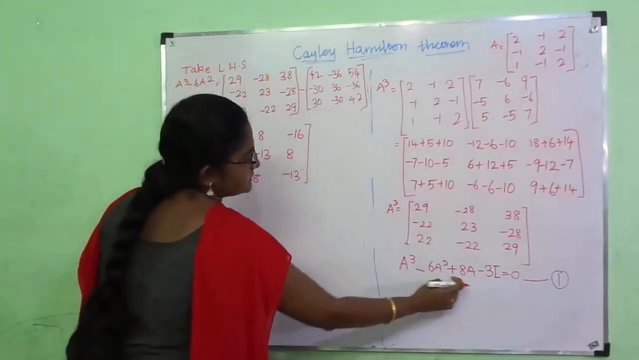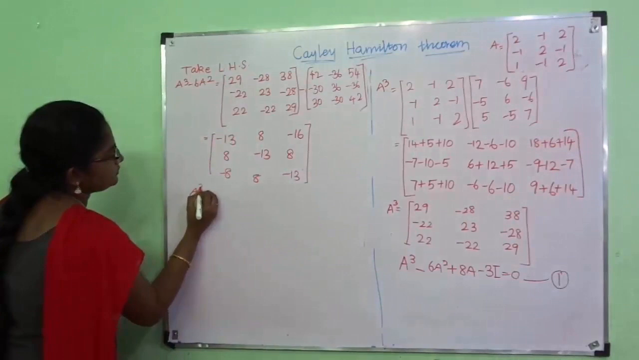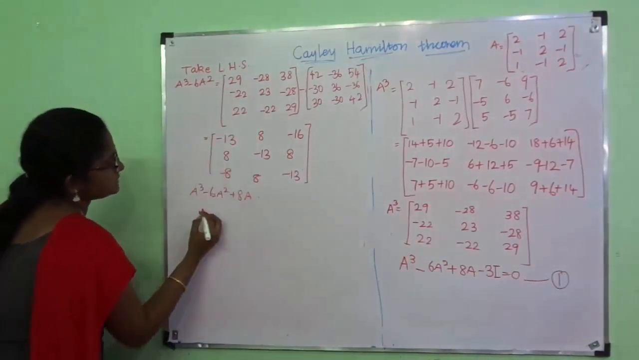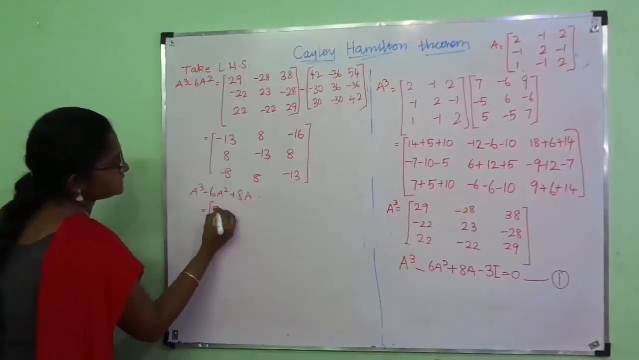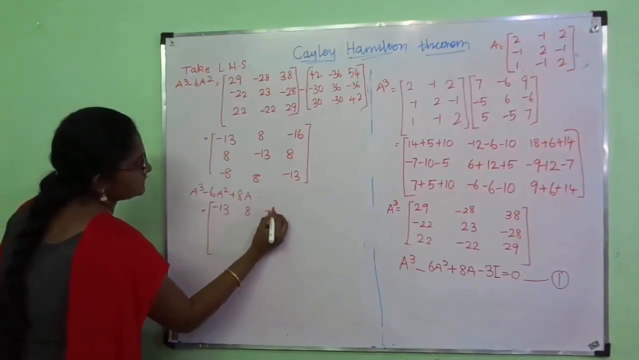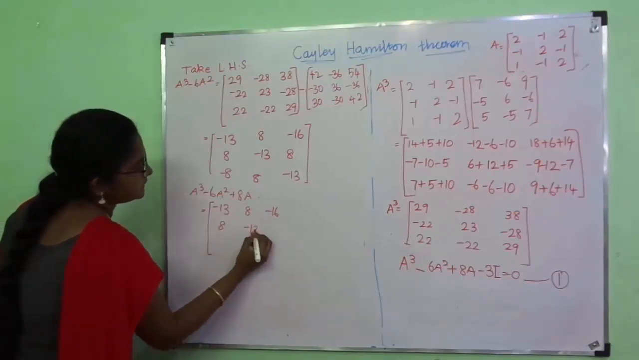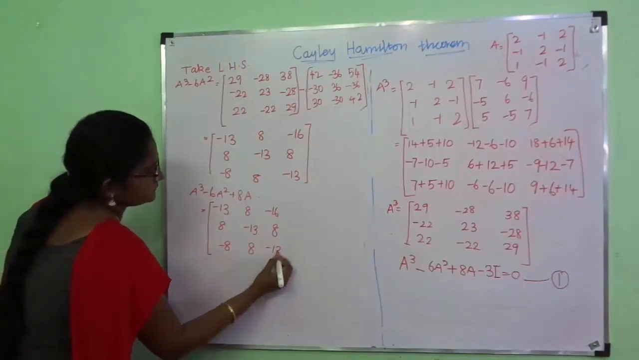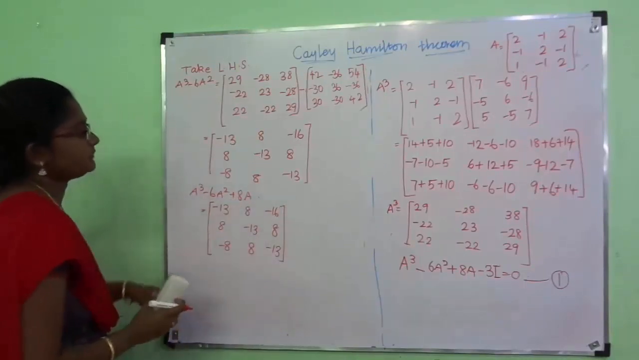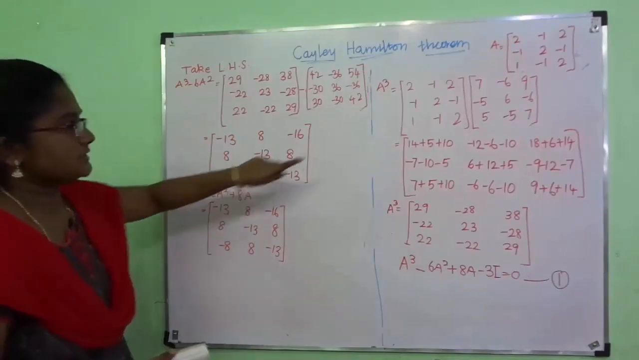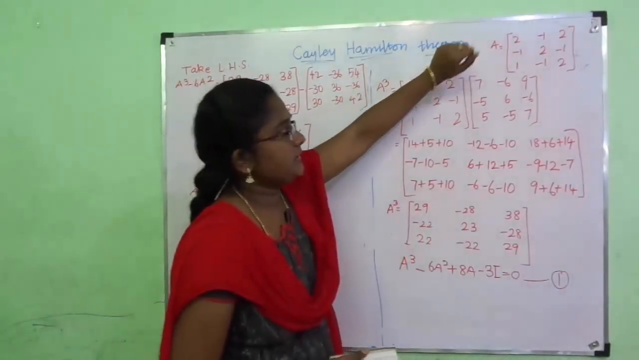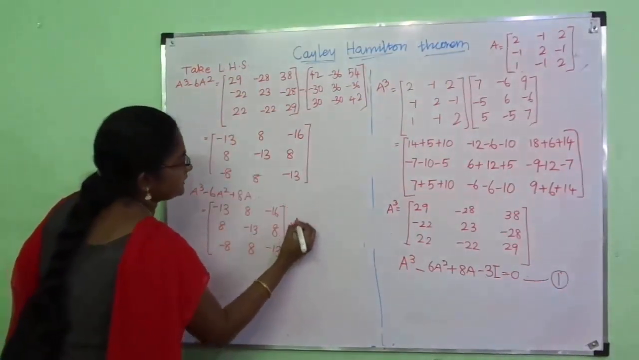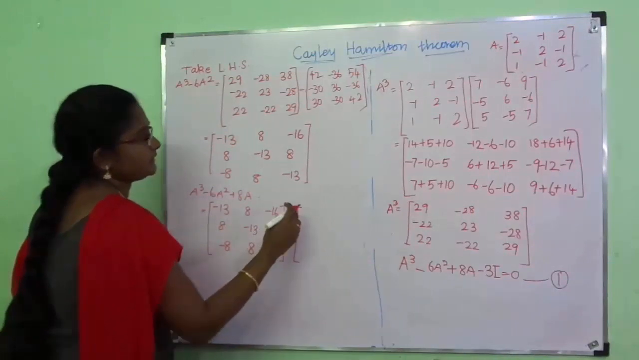Now we are going to add 8A to this: A cube minus 6A square plus 8A. A cube minus 6A square is here, and we are writing it as it is: minus 13, 8, minus 16, 8, minus 13, 8, minus 8, 8, minus 13. What is plus 8A? We are going to multiply the matrix A which was given in the question by 8. Multiply each element in the matrix A by 8 and write.